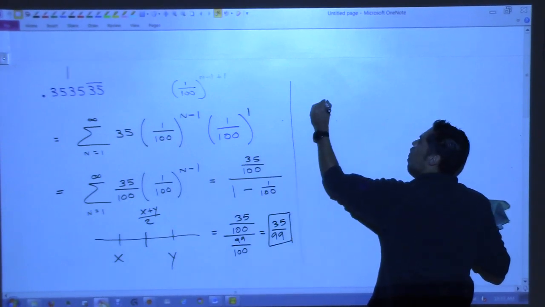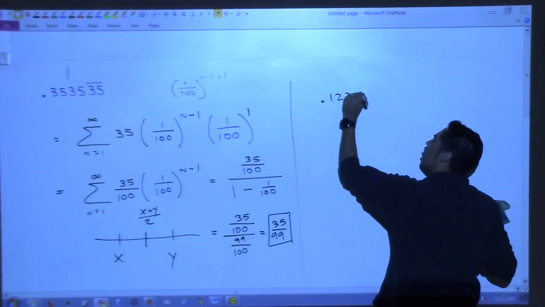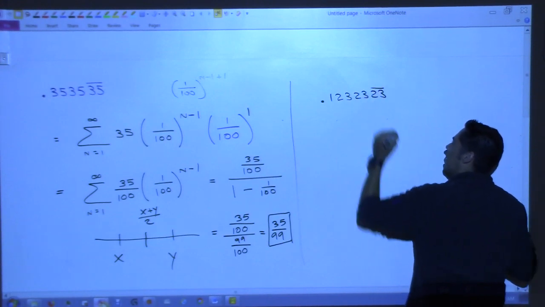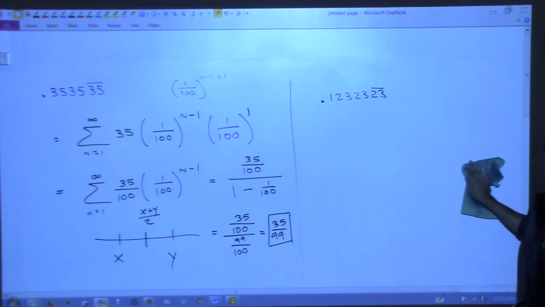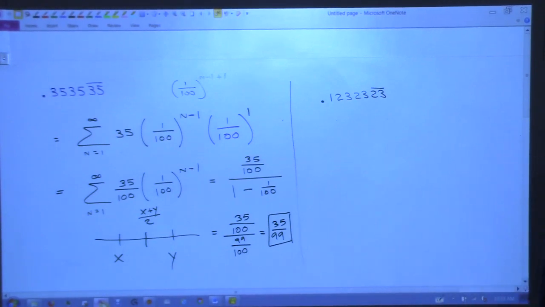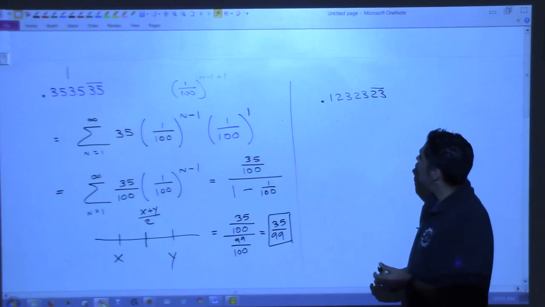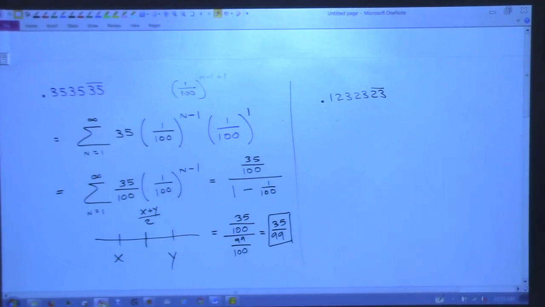So what do you think 0.1232323 would be? You see the difference between this one? You see the 0.1 there? Then it goes 232323. That is not 23 over 999 or 99 or anything like that. 1/10 plus 23 over 99. I'm actually not quite sure exactly what this one would be because it's not as clean as the other one. You'd actually have to do it.